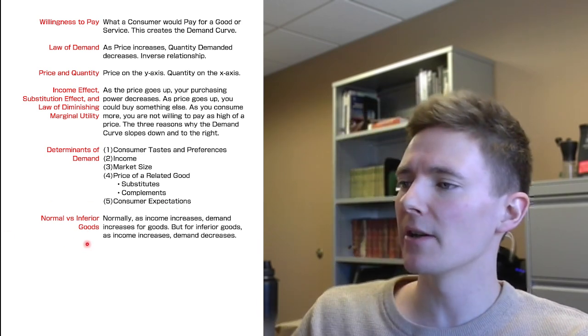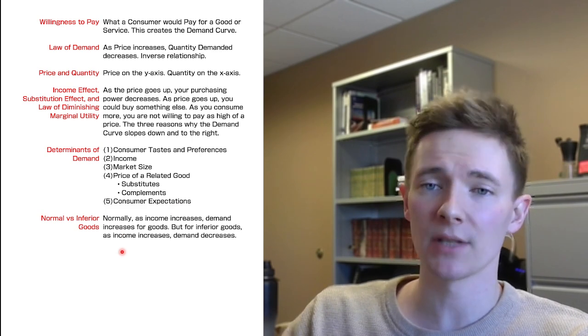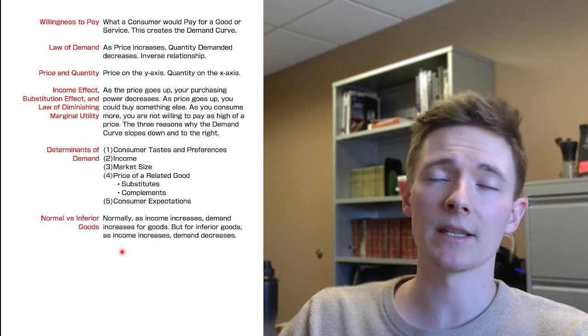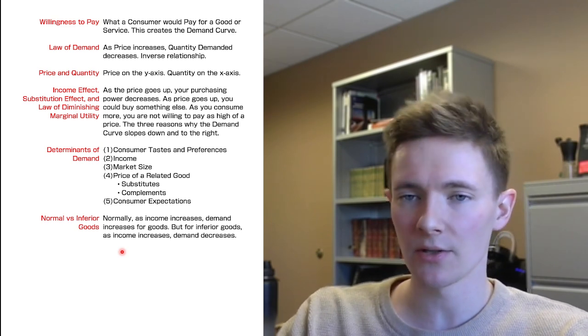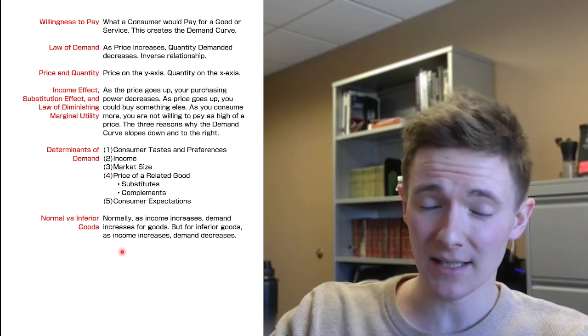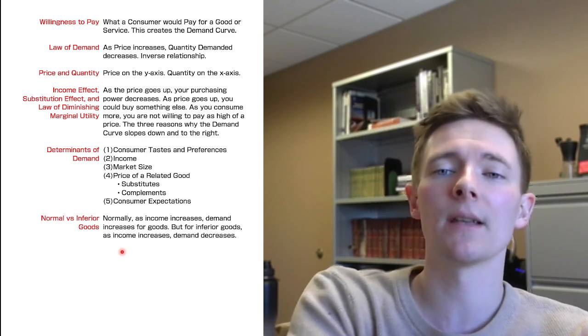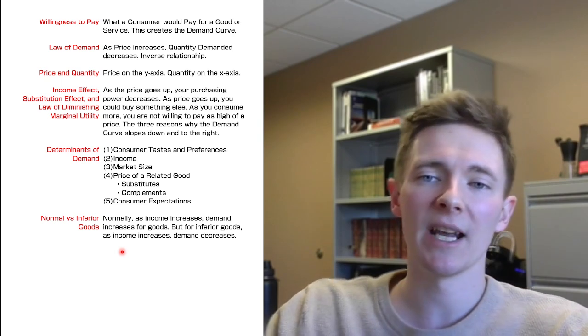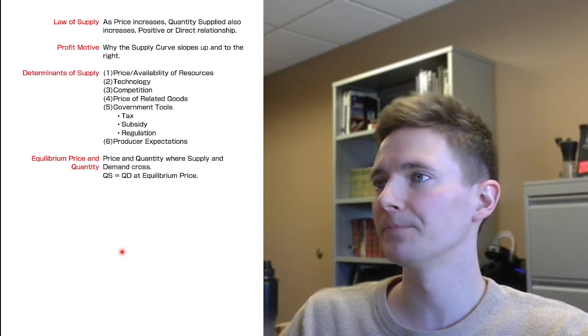Normal versus inferior goods. Normally, as your income goes up, your demand for a good goes up, but there are inferior goods, such as off-brand goods or used clothing or used cars or whatever, where if your income decreases, you have more demand for these things. Or let's say you make more money, your income goes up, you might not buy as much of these things, so you have less demand for them.